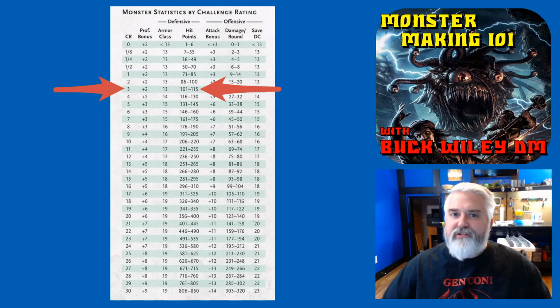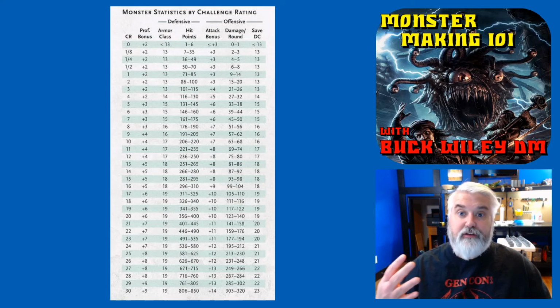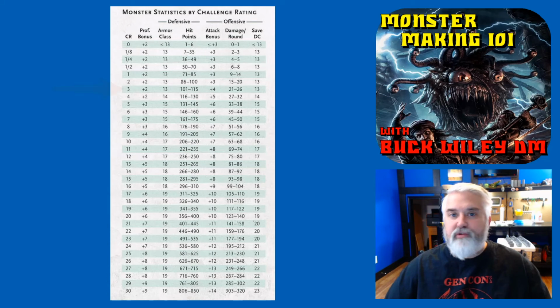So we still have some adjusting to do though, because a CR3 creature should only have an armor class of 13, and our creature has an armor class of 17. How do we adjust for that? Well, for every 2 armor class that you're higher, you add 1 CR. So we are 4 armor class higher. Instead of 13, we're 17. So that means we're going to add 2 to our CR. So we go from a CR3 to a CR5, okay?